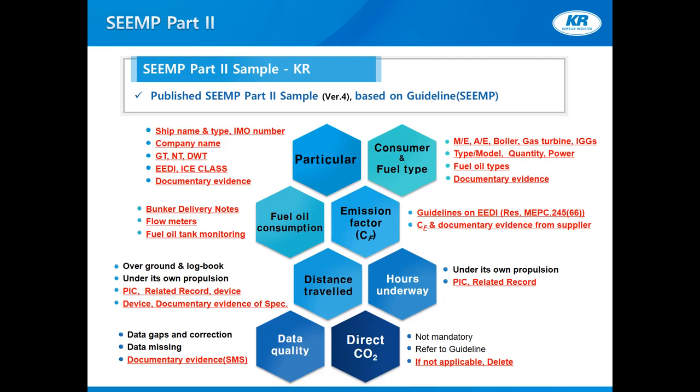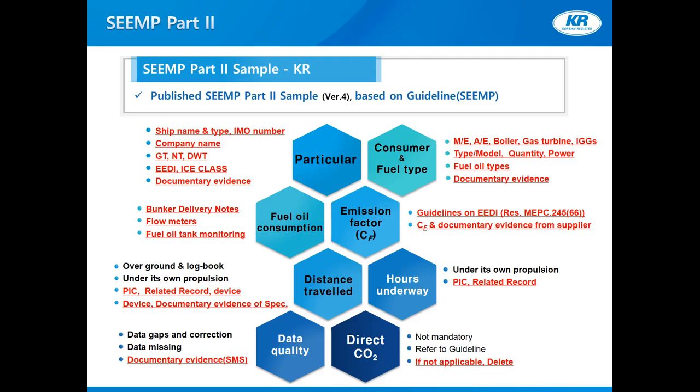To improve efficiency of SEEMP Part II management, please delete the methods you did not choose. In the chapter of emission factor, for fuel types which do not fall into one of the categories as described in the sample, the fuel oil supplier should provide a correction factor for the respective product supported by documentary evidence and submit it to KR.